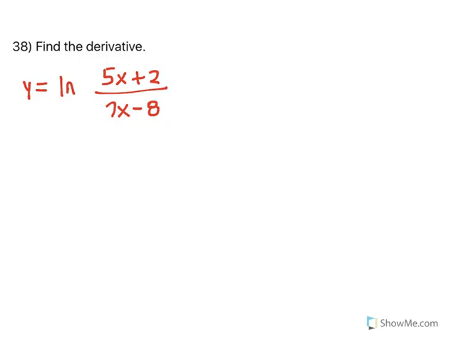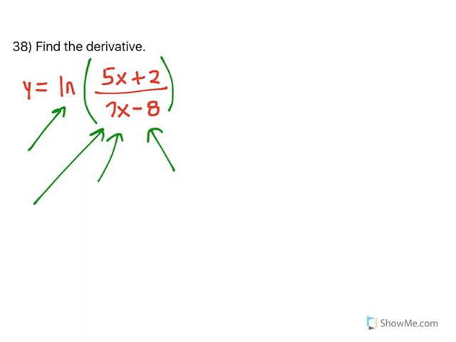One way is to see that we have a composition of functions where the outside function is natural log and the inside function is this quotient. And to find the derivative, you could use the chain rule. You would find the derivative of the natural log function, which is 1 over the argument, and then multiply by the derivative of the inside function using the quotient rule.